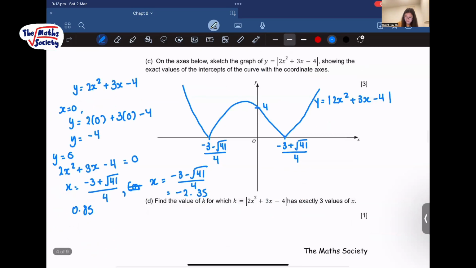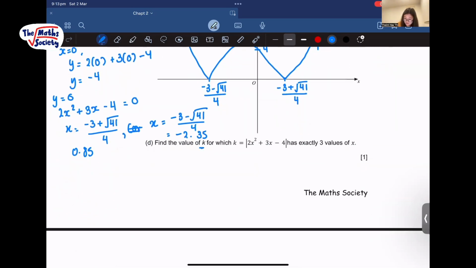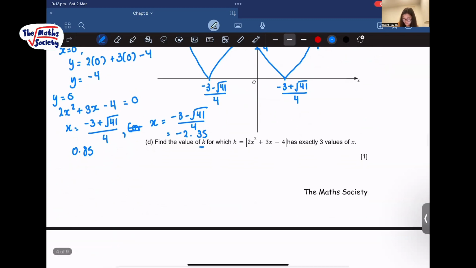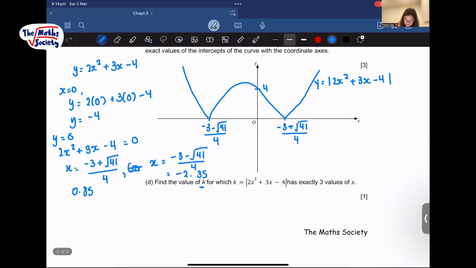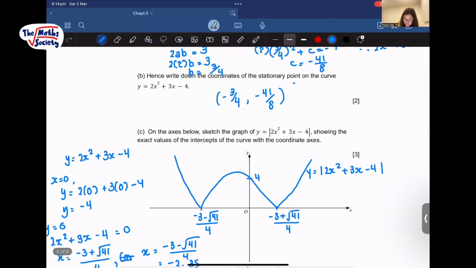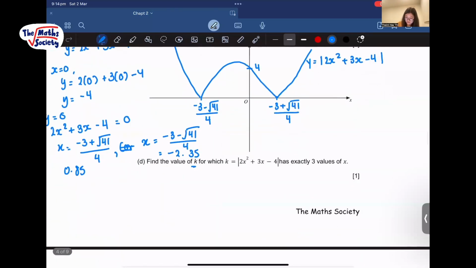Yep. And then we have to find the value of k for which k equal to 2x squared plus 3x minus 4 has exactly 3 values of x. So you have to find the places that have 3 values of x. And from the graph, we can see that, because we have minus 41 by 8, you'll just have the positive version of it. So k is equal to 41 by 8.